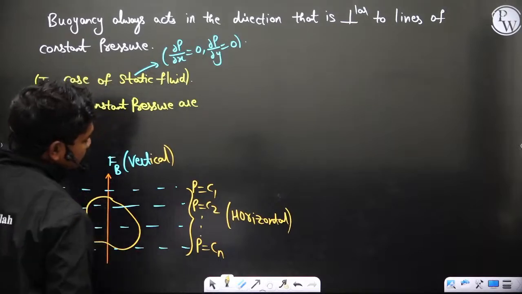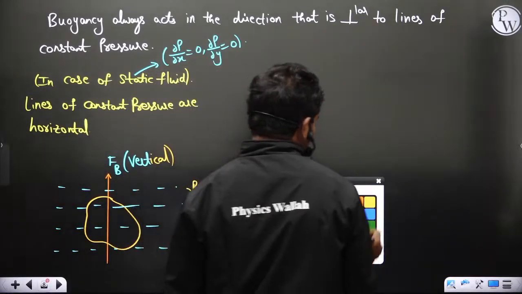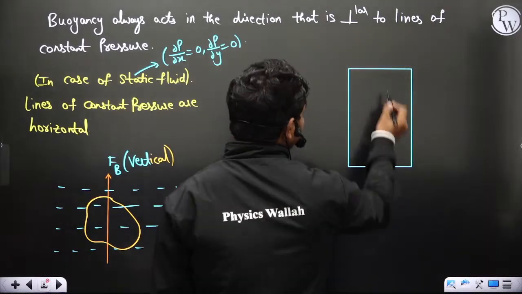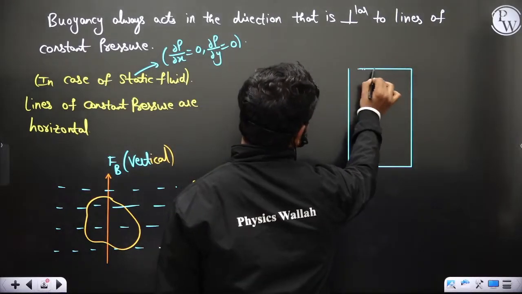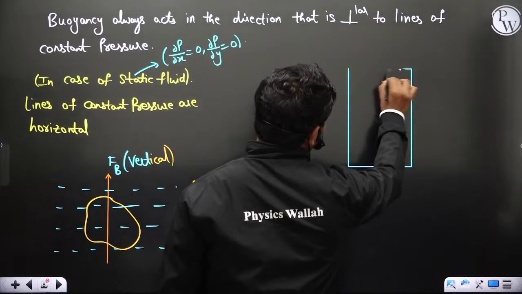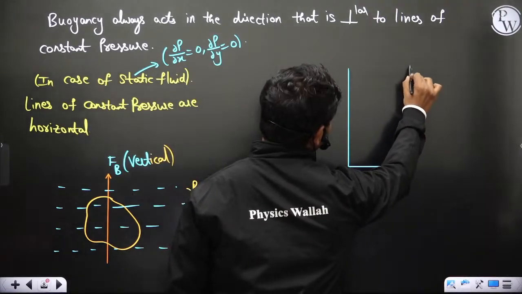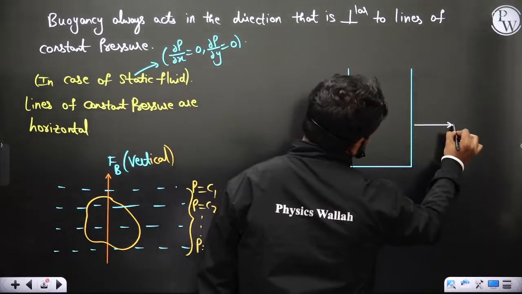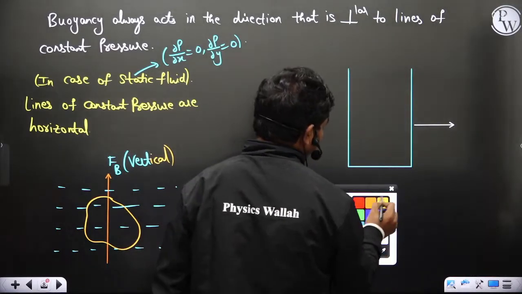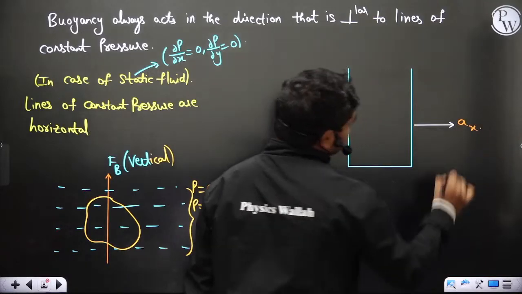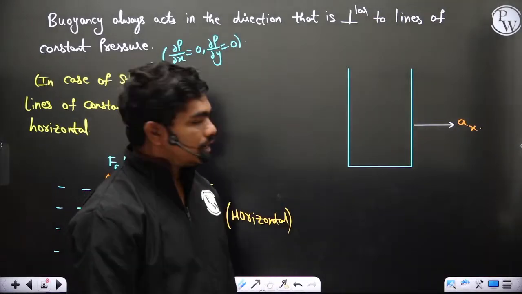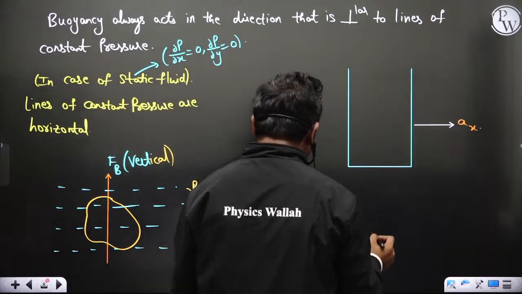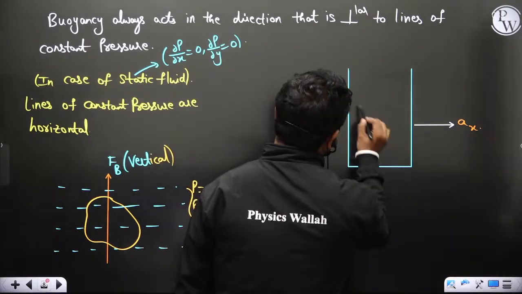Now let us suppose for example you have a tank. One more example, we'll see this in today's differential analysis. So you have a tank, and let us suppose this tank is accelerating at an acceleration ax. If the tank is initially at rest, the water surface in this tank is horizontal obviously.